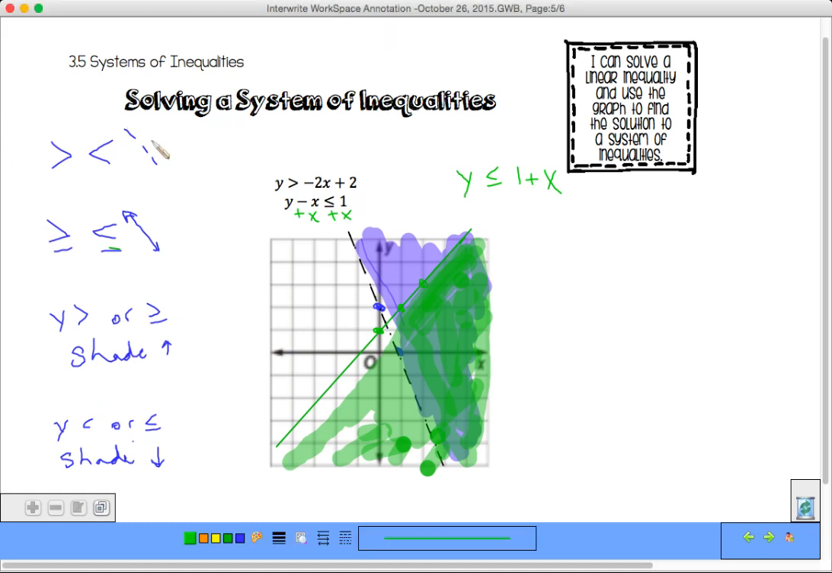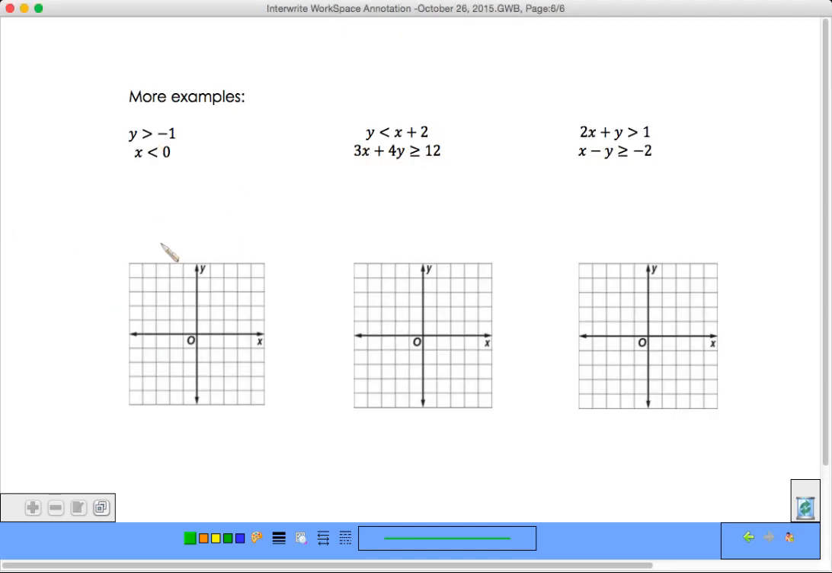So let's look at another example. Here we go. We got to think back to our horizontal and vertical lines. Neither one of these have the line underneath, so they're both going to be dotted lines. I'll use blue. I'm going to go ahead and go to my line tool. We need a dotted line. And it's y is greater than -1.